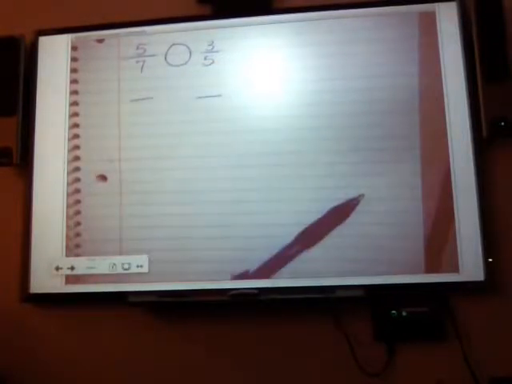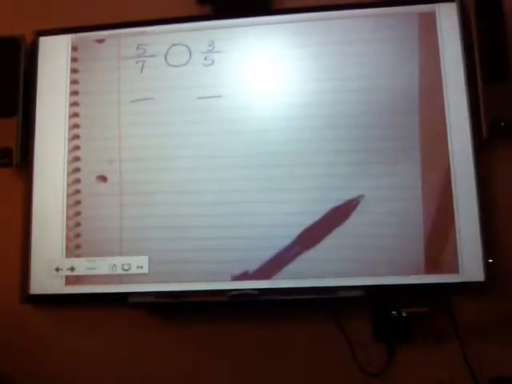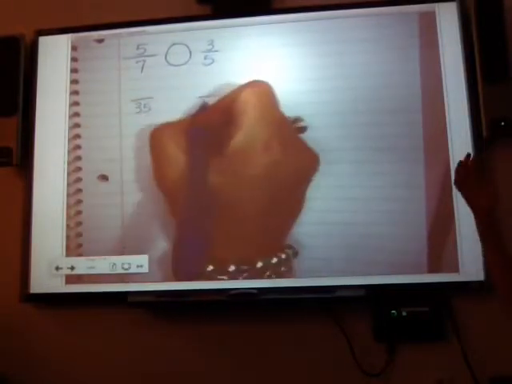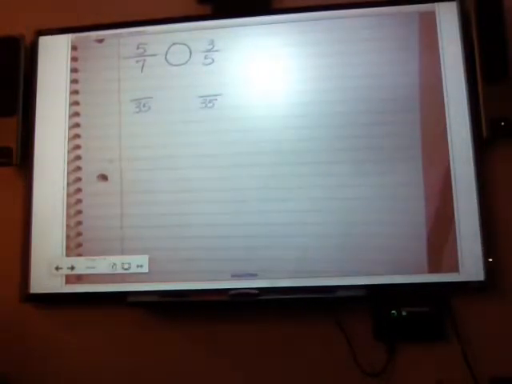Yes. How do you know a 5 can make a 35, Jaden? Because 5 times 7 equals 35. And not only that, what, Jaden? Because it ends in a 5. It ends in a 5, therefore we know it's divisible by 5. So my new denominator is 35. Please figure out what my two new numerators will be. We're going to talk about that, okay?